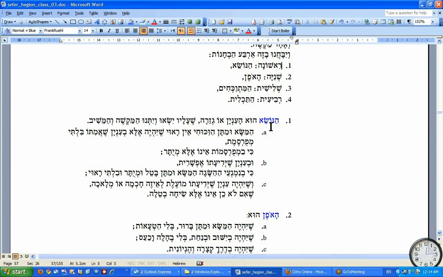Hanose hua inyan o agazera. First of all, the nose means what are we arguing about, or what statement are we arguing about? Okay, what concept are we arguing about? Tatagaber, whatever, or what statement in a Mishnah or a Gemara are we arguing about? So hanose hua inyan o agazera. Alav yisa'u v'yitnu hamakshav hameshiv. The no-say is a subject matter that the proponent and the opponent are speaking about.